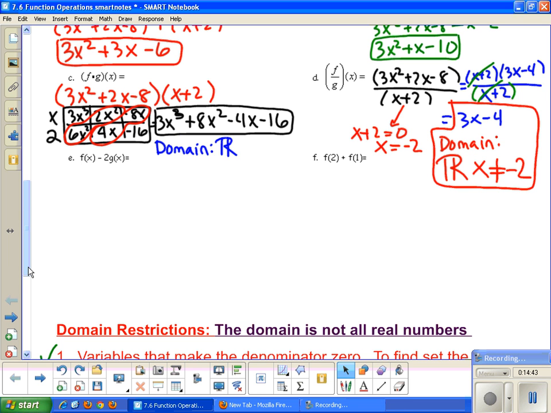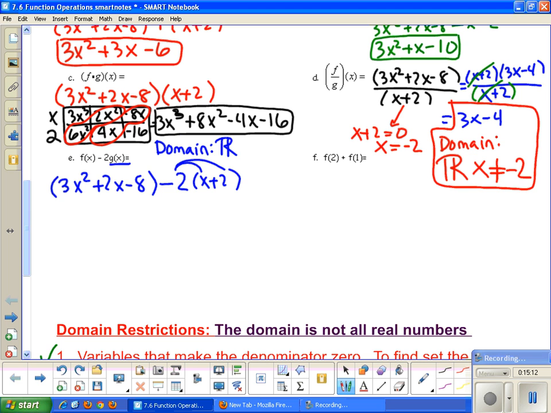For the next one, notice we're doing f of x minus 2 times g of x. So remember, this is function notation, so we're taking the 2 and multiplying it by the entire g of x equation. So f of x, remember, was 3x squared plus 2x minus 8, and then minus 2 times my g of x function, which is x plus 2. So then I'm going to distribute. So for this next one, I get 3x squared plus 2x minus 8 minus 2x minus 4.